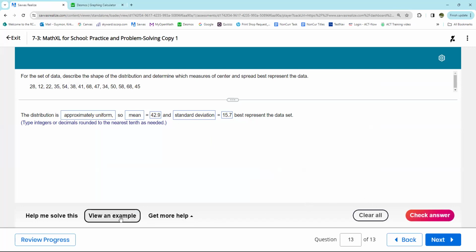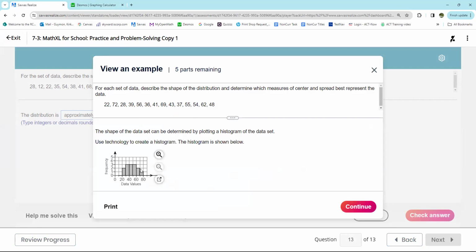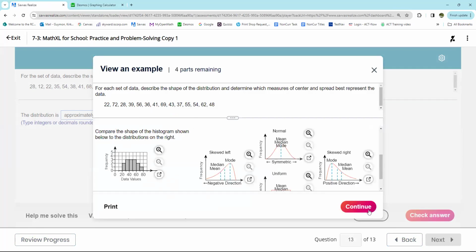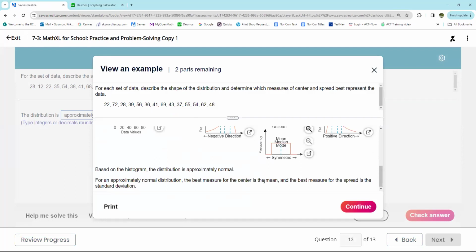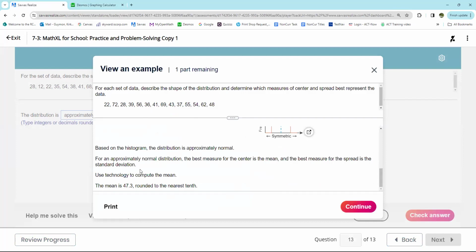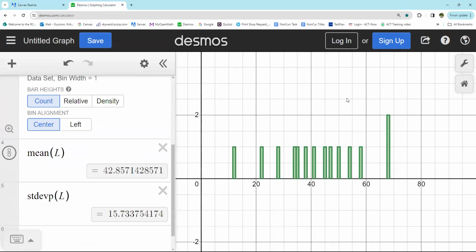let's see, if we view an example of what they're going to say here, the shape can be determined, continue. This one looks like it's going to be more normal though. So if this one says the shape is more like this normal, and based on the information, it's normal, yep. And then for approximately normal, you use the mean and the standard deviation. So technology, they found it, they rounded it. So when we look at ours, that definitely has a look of normal.